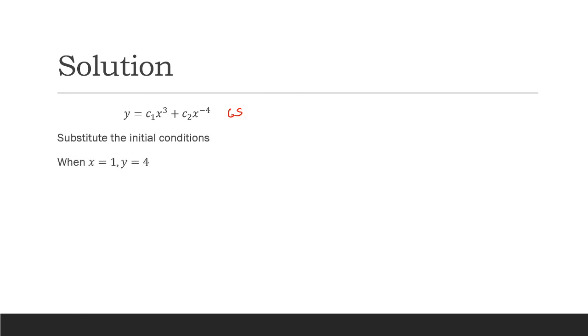So, we will have when x is equal to 1, y is equal to 4 daw. Substitute natin sa equation. We have 4 is equal to c sub 1 times 1 raised to 3 or 1 cube plus c sub 2, 1 raised to negative 4. So, parehas lang tong 1. Ito rin is 1. So, we will have c sub 1 plus c sub 2 is equal to 4. So, this is our first equation. So, hindi pa natin agad nakuha yung value ng C1 or ng isa sa kanila, but at least meron tayong equation nila or relation nila.